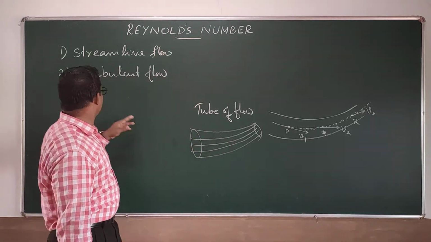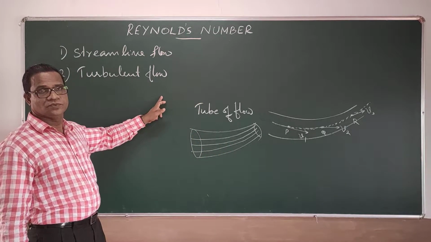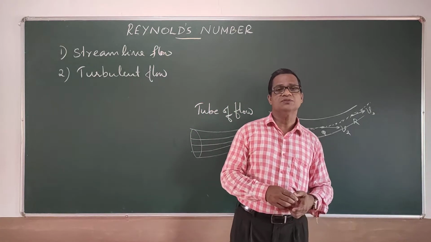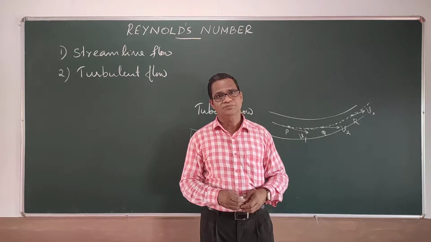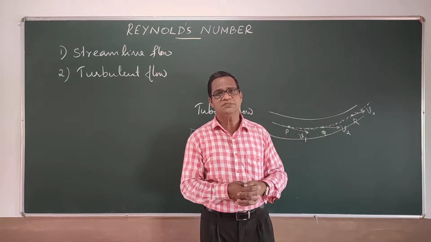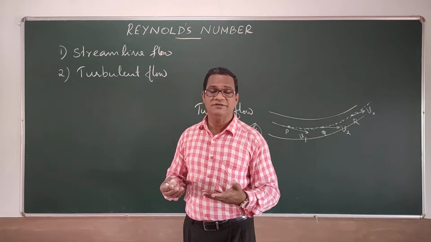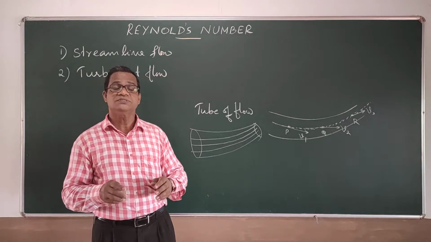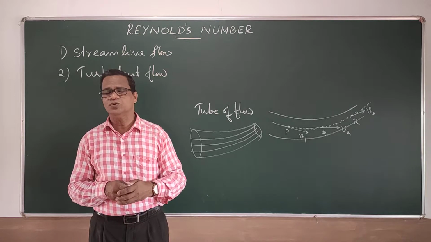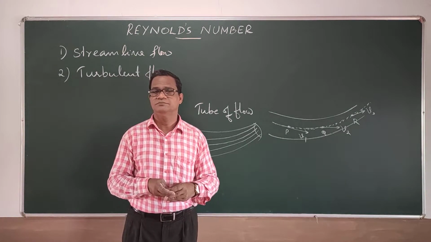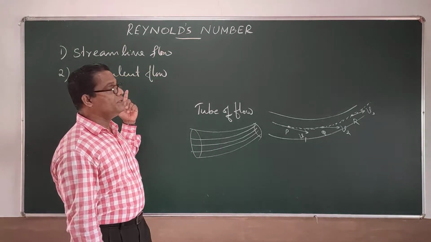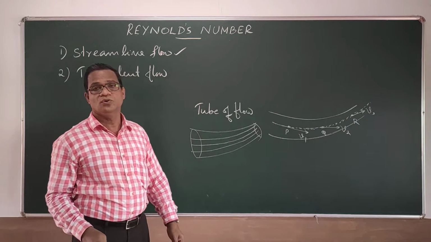Now, the second type of flow is turbulent flow. For this turbulent flow, we cannot assign a particular velocity at a particular point, because the particles reaching a particular point will have different velocities with different magnitudes and directions. So it becomes a disorderly flow, which we call disturbed flow or turbulent flow. All the discussions that we do here are based on the streamline flow only.